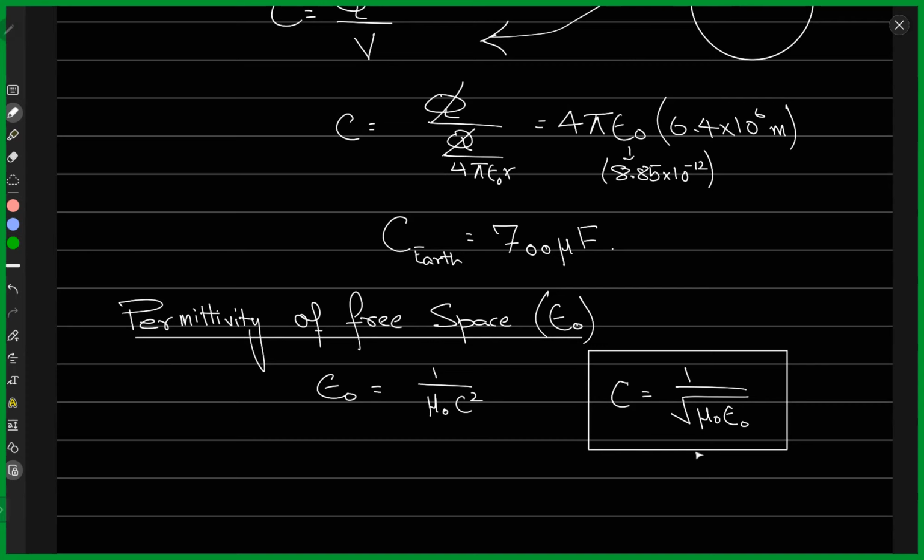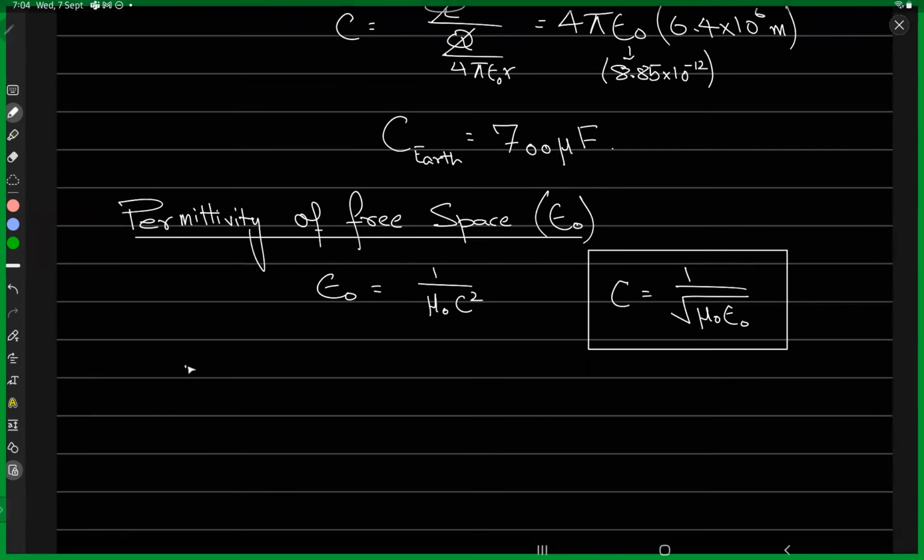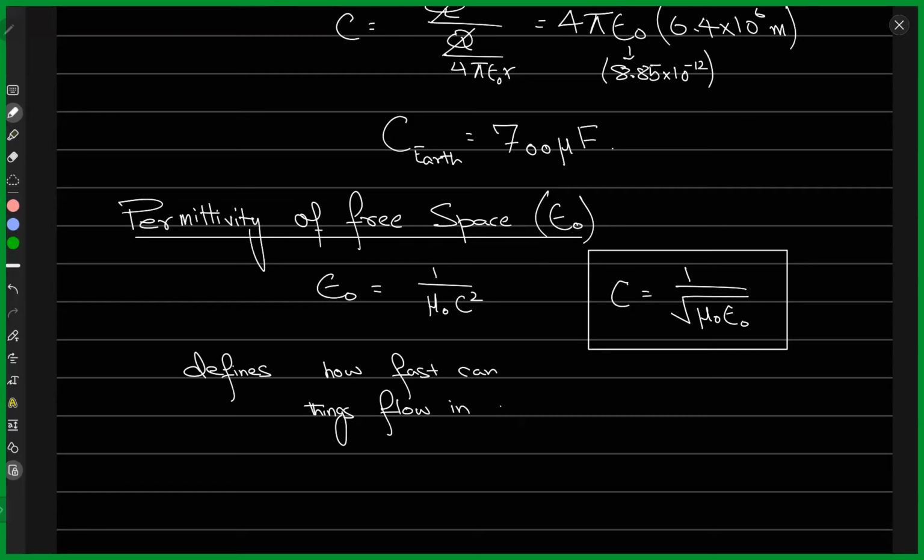And it's essentially just a constant as well, just like the speed of light, and it more or less defines how fast things, and by things I mean charges, current, and all these types of things, are allowed to flow in free space. So when there is nothing hindering the motion of these things.